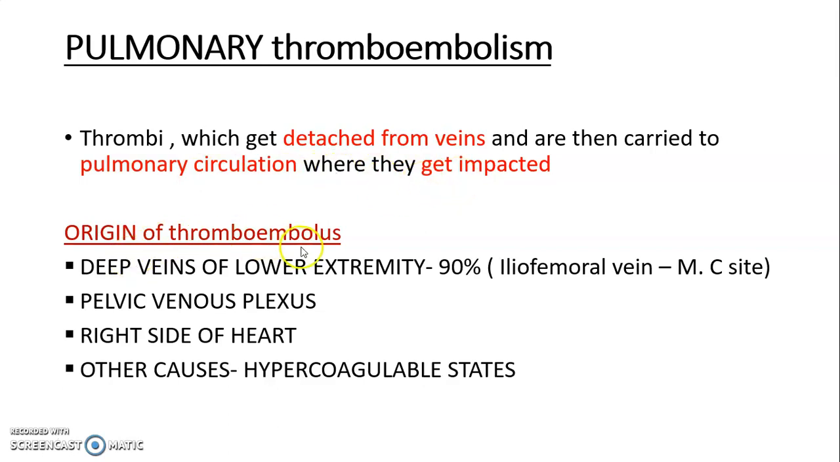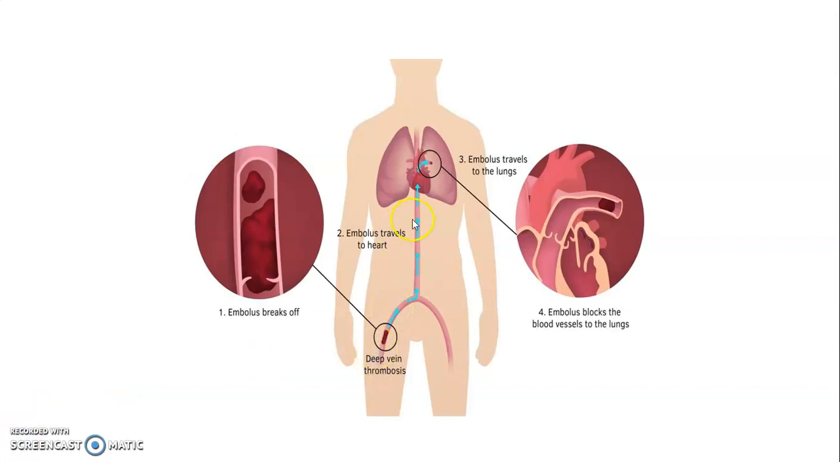Origin of thromboembolus is deep veins of lower extremities in 90% of the cases. Iliofemoral vein is most common. Then pelvic venous plexus, right side of heart, and other causes of hypercoagulable states. This picture is depicting the embolus from deep vein thrombosis. The emboli are detached and travel to the heart.